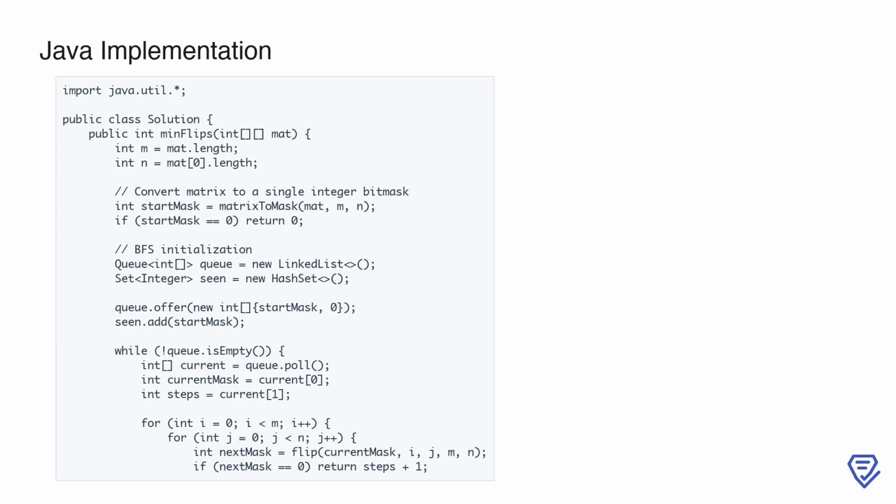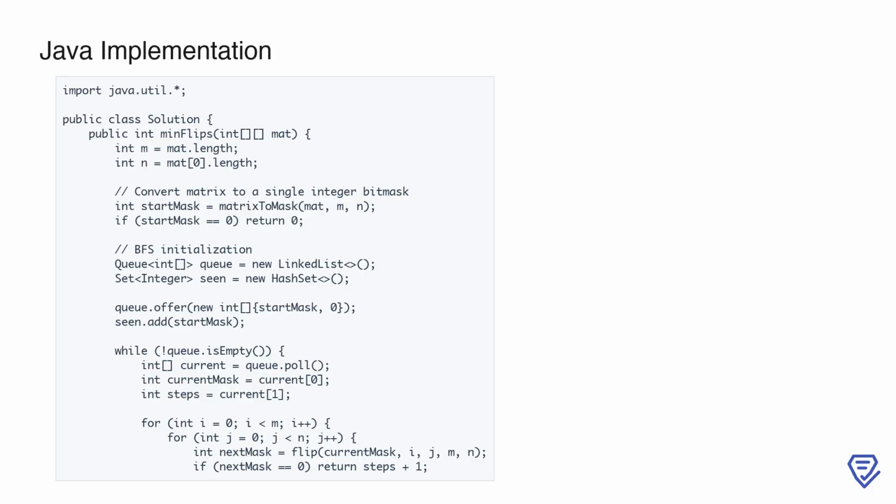Here, we start by defining the Java implementation for solving the problem. First, we define the min-flips method, which takes a 2D binary matrix as input. The dimensions of the matrix are stored in M and N. The next step is to convert the matrix into a single integer using a bitmask representation, which is achieved by the helper method matrix_to_mask. This allows us to treat the problem as a state space where each state is represented by a unique integer. If the initial state, represented by startMask, is already 0, we return 0 as no flips are needed.